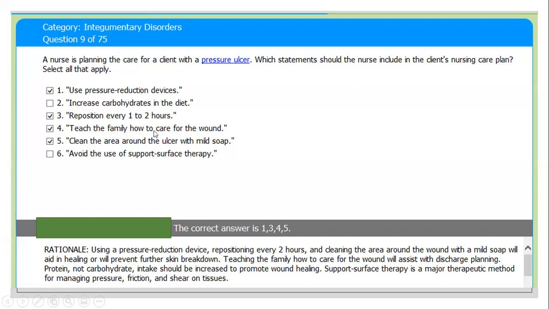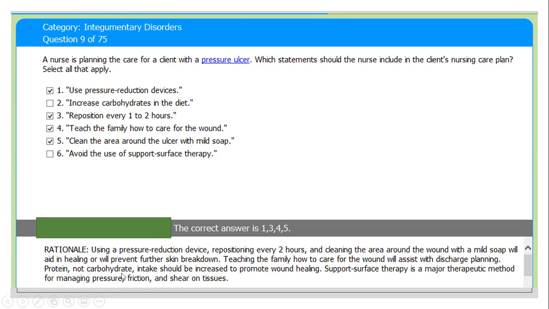Teach the family how to care for the wound. And 5, clean the area around the ulcer with a mild soap. The rationale said, using a pressure reducing device, repositioning every 2 hours, and cleaning the area around the wound with a mild soap will aid in healing and will prevent further skin breakdown. Teaching the family how to care for the wound will assist with discharge planning.